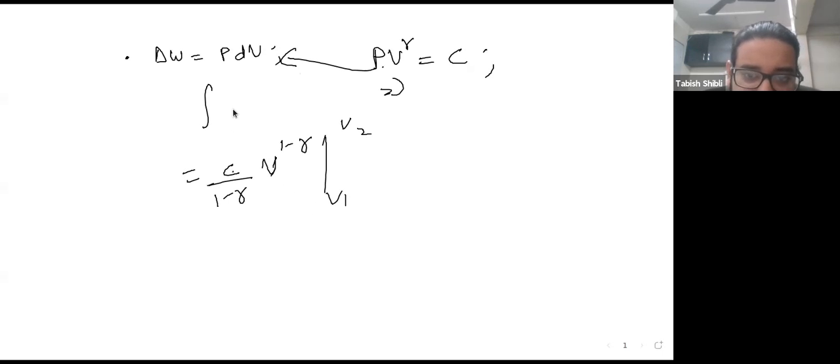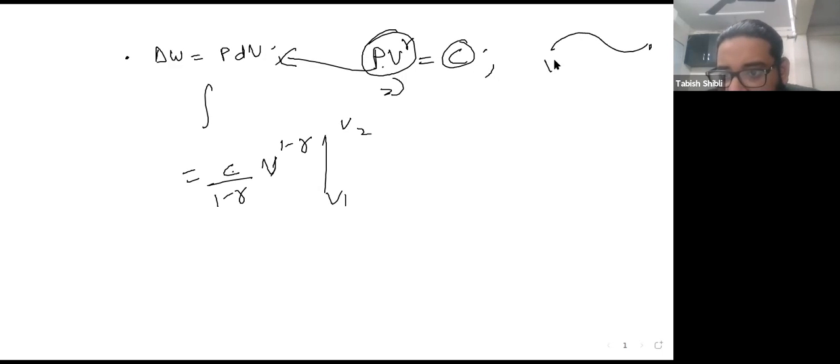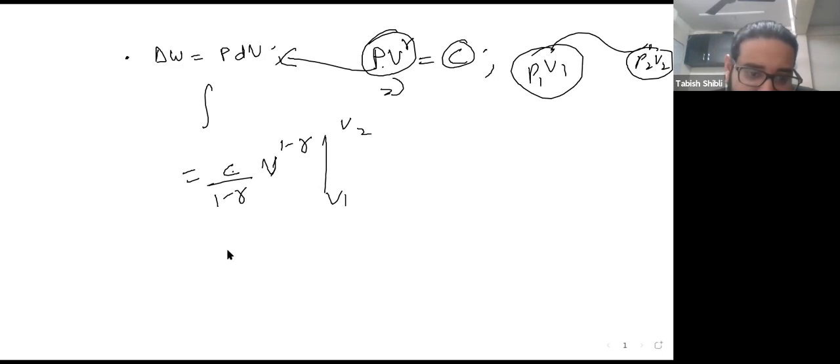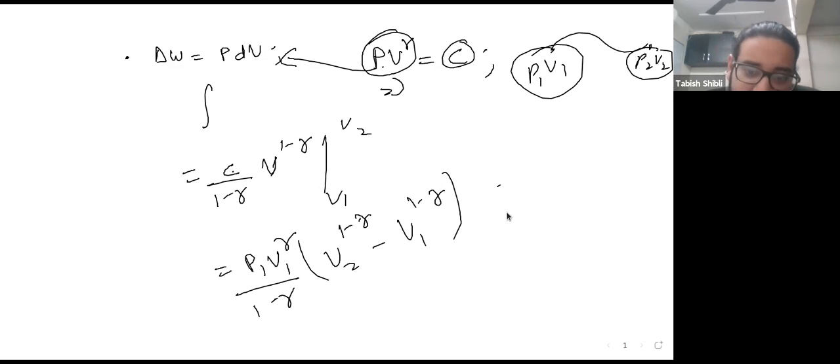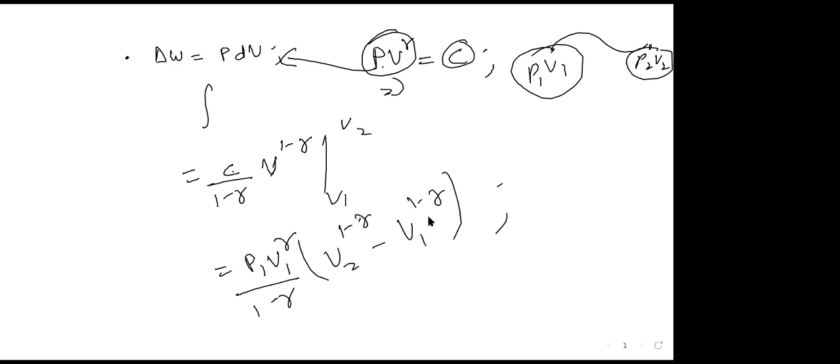And this constant is essentially PV to the power gamma. So in this process, when it's going from P1 V1 to P2 V2, PV to the power gamma should be a constant. So I can pick P1 V1 to the power gamma or P2 V2 to the power gamma as C, anything I want. I just pick P1 V1 to the power gamma, divided by 1 minus gamma, times V2 to the power 1 minus gamma minus V1 to the power 1 minus gamma. Make sense? Yes, no, maybe? Yes, sir. Lovely.